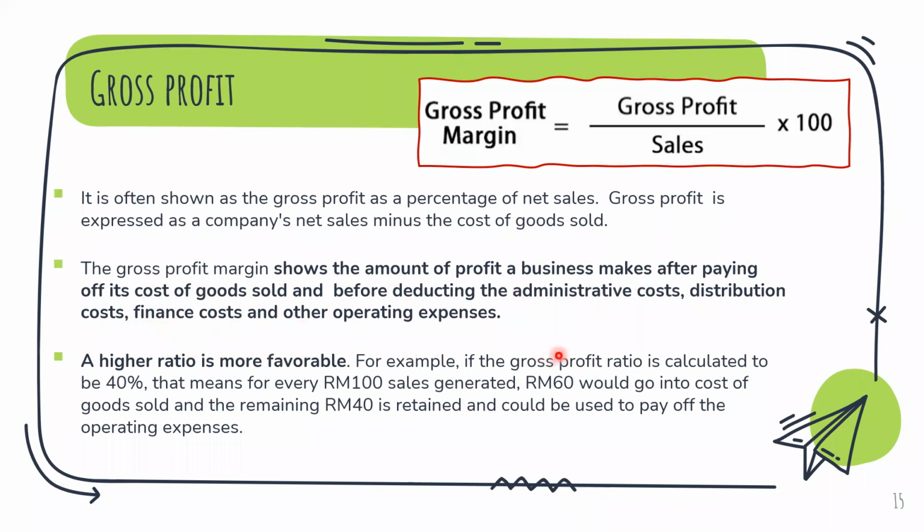As an example, if the gross profit ratio is calculated to be 40%, this means that for every 100 ringgit of sales generated, 60 ringgit will go to the cost of goods sold and the remaining 40 ringgit is retained and could be used to pay off the operating expenses.